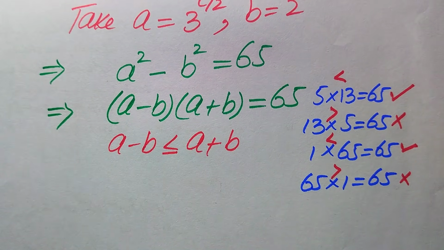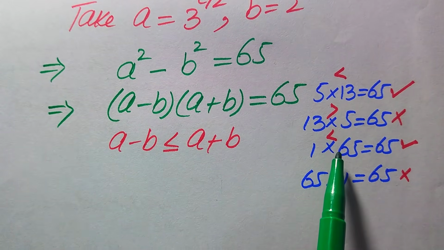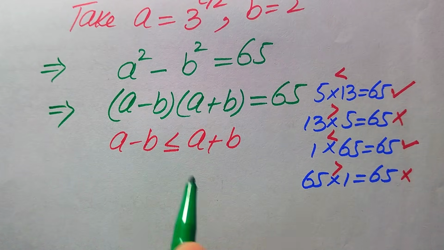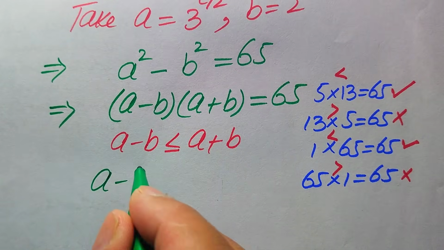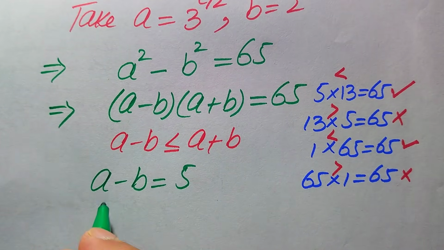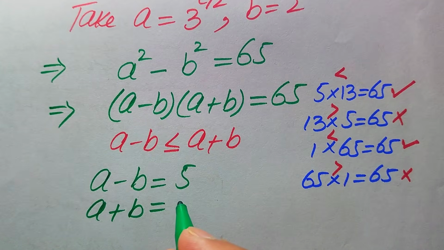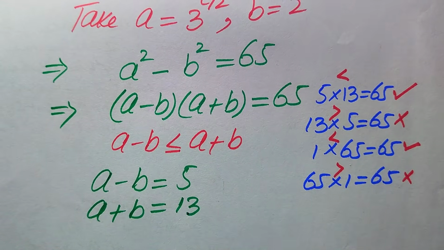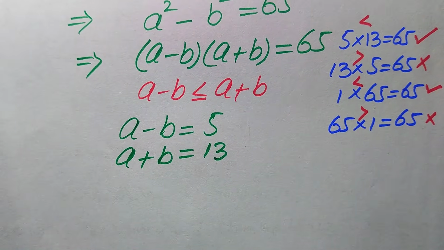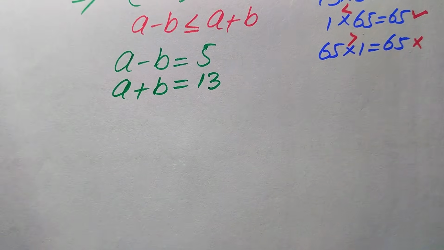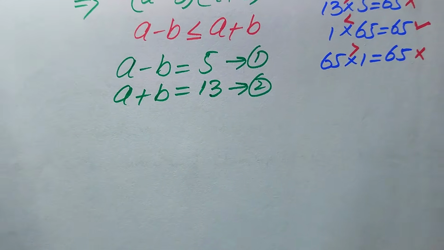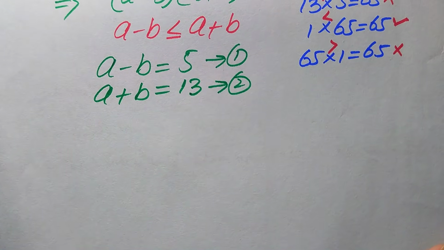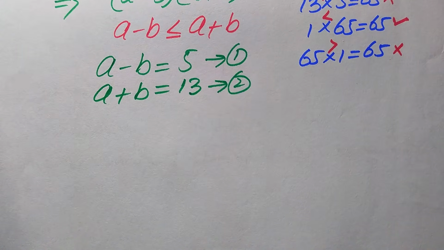So here we have two correct possibilities, but I can choose only one pair because we need to find the value of t, and from any one case we can easily get the value of t. So we compare with 5 and 13, and it will be written as a minus b is equal to 5 and a plus b is equal to 13. So this is only one possibility, and from here we easily get the value of t. We call this equation number 1, and this equation number 2. We need to solve both of these two equations, and we easily get the values of a and b.